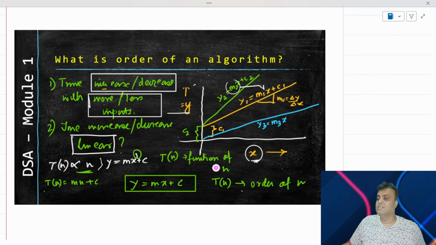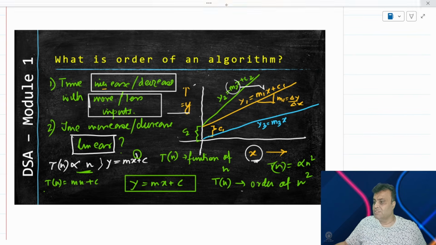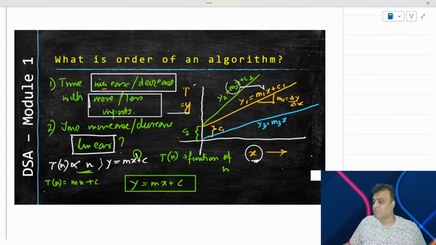So if the time taken by an algorithm is proportional to n square, instead of being proportional to n, then of course I can say that my algorithm has an order of n square. So I can say that it depends on what the polynomial that the algorithm's asymptotic time represents.